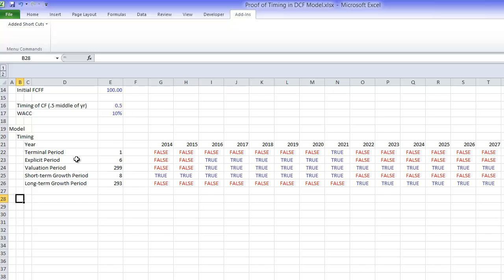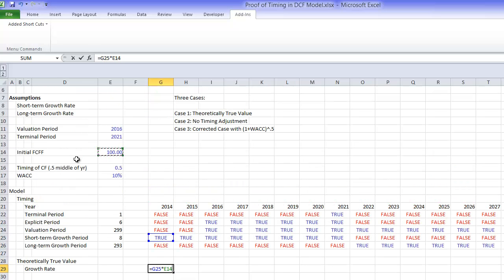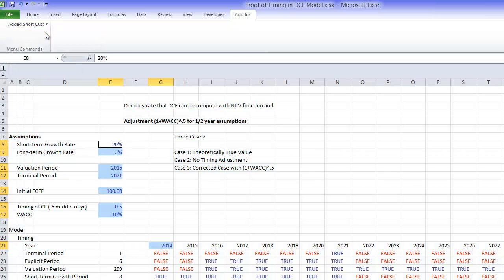Now, once we have the timing, let's put the theoretically true value. And to get that, let's put the growth rate in first. Okay, and the growth rate simply is going to be, when it's a short-term period, we'll multiply that by the short-term growth rate. Oh, I didn't put a short-term growth rate in. Let's put 20% for the short-term growth rate and 3% for the long-term growth rate. You know, if you do the shortcut with this one, you can do the same thing.